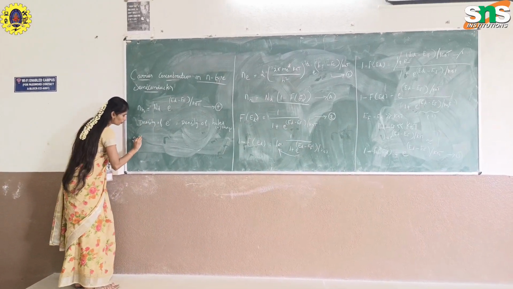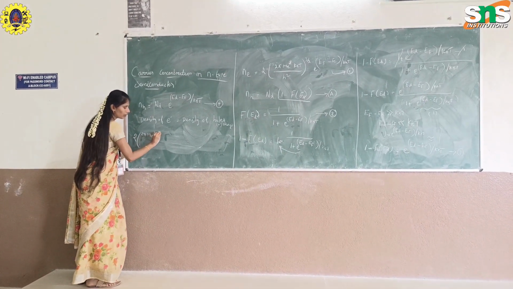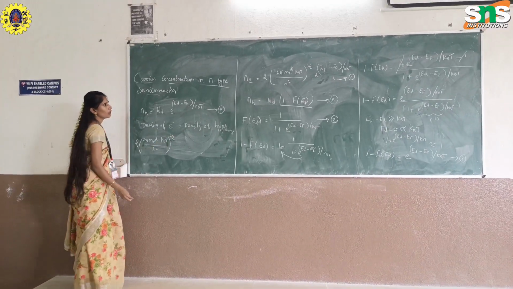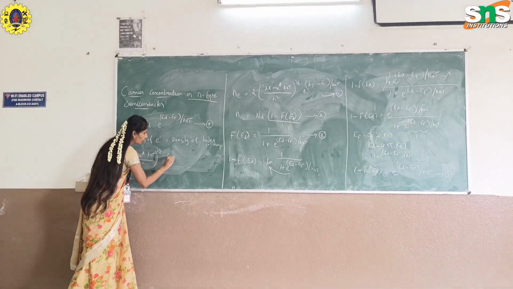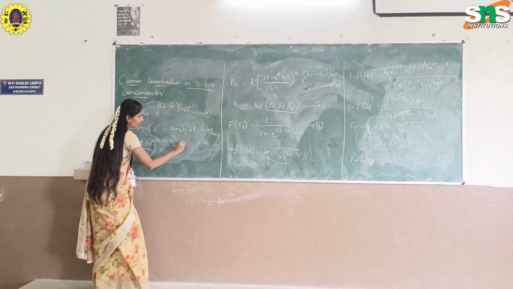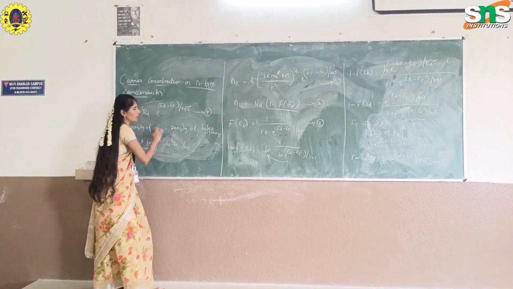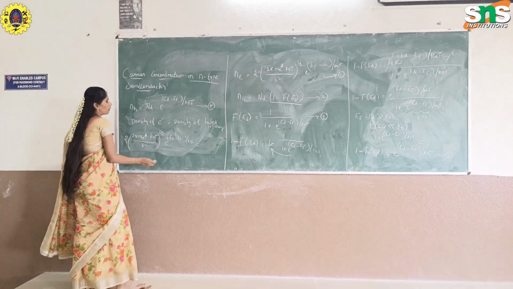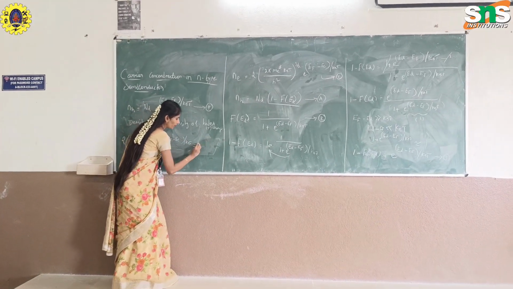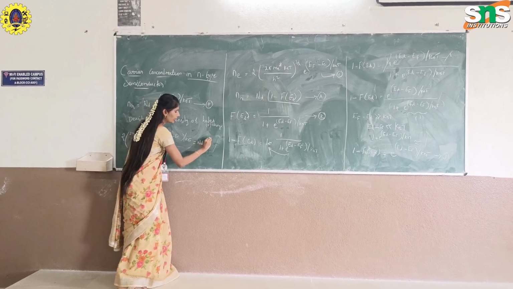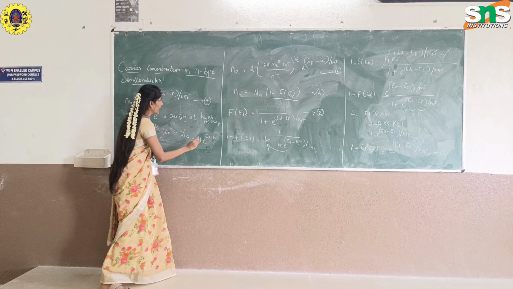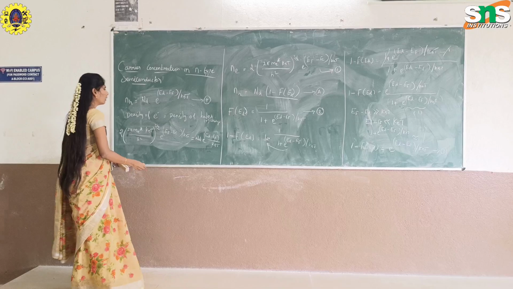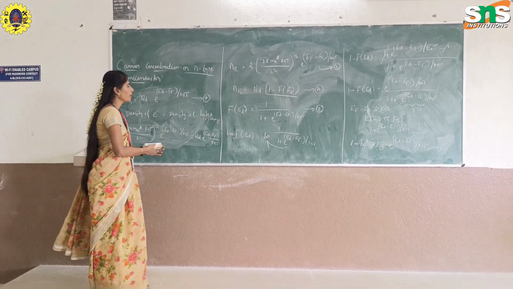2 into (2 pi mv star kBT divided by h square) the whole power of 3 by 2, into e power of (ef minus ec) whole divided by kBT. That is equal to what is the density of holes value? Nd into e power of (ed minus ef) divided by kBT.